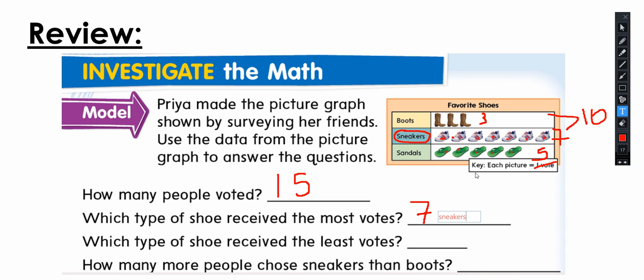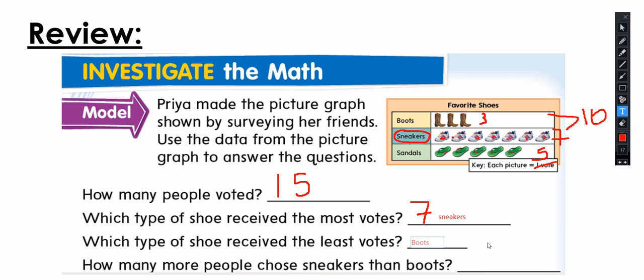with 7 votes. Which type of shoe received the least votes? The least votes. Which one is the least? That one with the fewer votes. Yes, the boots with only 3 votes.